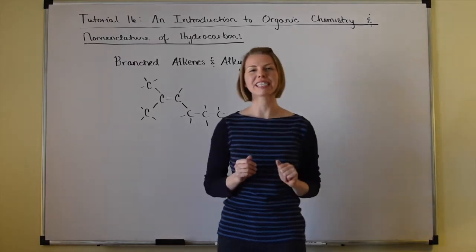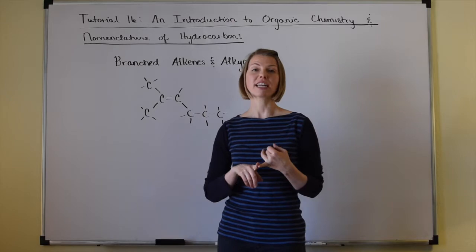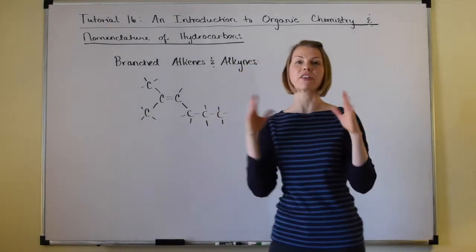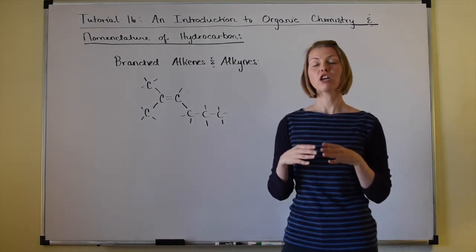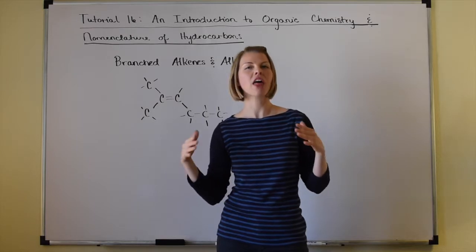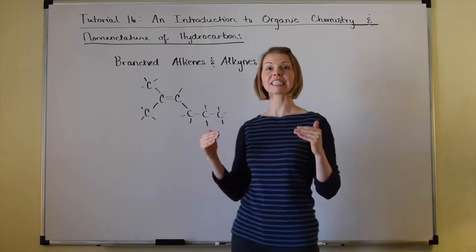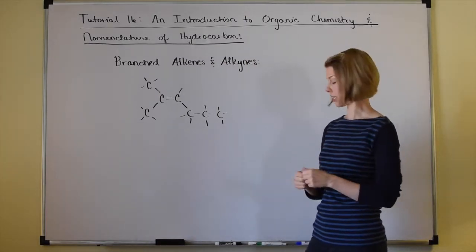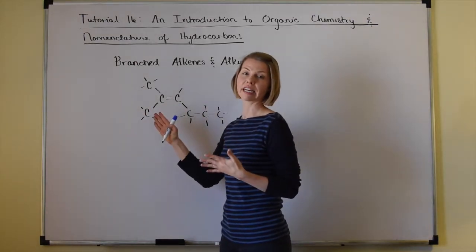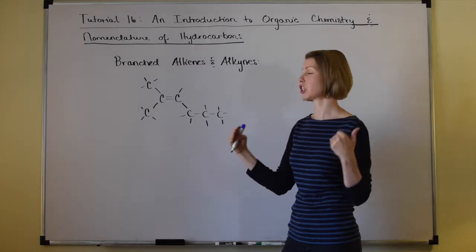So starting with step number 1. Step number 1, you're going to name the parent chain. That is the longest consecutive chain of carbons that contains either the double or the triple bond. So if there's a longer chain of carbons, but it doesn't count through the double or triple bond, then it's not your parent chain. It has to count through the double or the triple bond to be your parent chain. So just like we did with the branched alkanes, you want to consider all options and make sure you're getting the longest continuous chain of carbons.